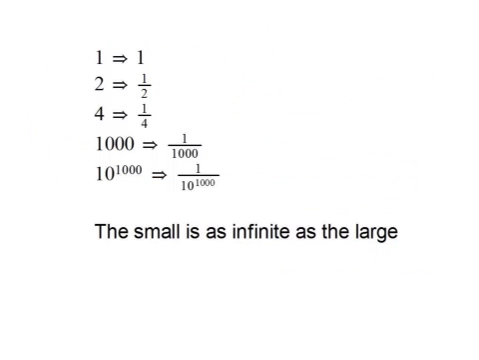The geometric mean relationship of the two sides of the square is such that as one side goes to 2, the other side goes to a half. Double it to 4, the other side goes to 1/4. If you extended that side out to be 1,000, the other side would be 1 over 1,000. And there's no limit. 10 to the 1,000th would be 1 over 10 to the 1,000th. What we find is the small is as infinite as the large. And that's a very critical point in this geometric mean model that we're putting together.